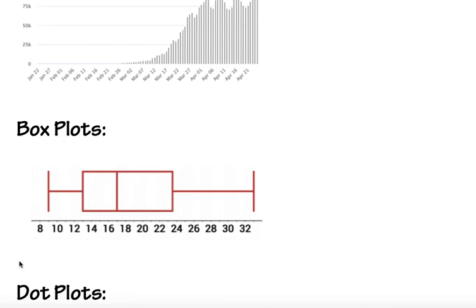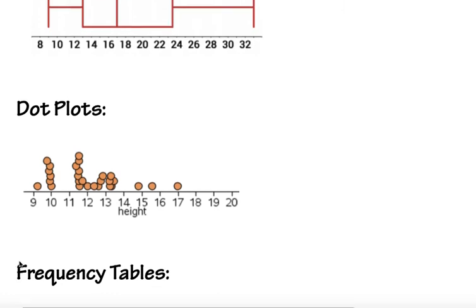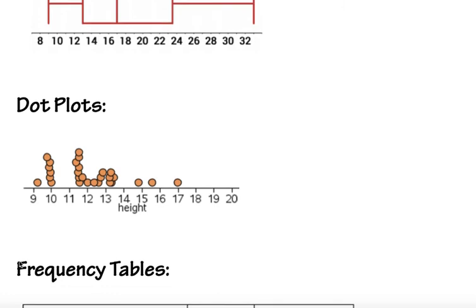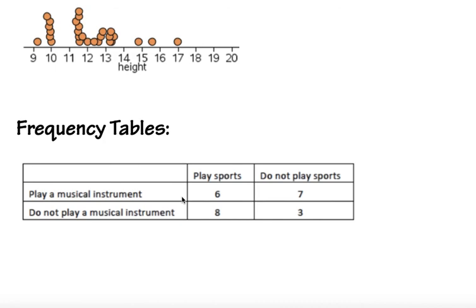Those are going to be our main focus for today, but we also have what's called a dot plot, which shows the frequency of something occurring. So let's say that you have different heights. Well, if you have a height of 10, that has a much higher frequency than if you have a height of 17. And then we have what's called a frequency table or a two-way table. And we're going to be looking at that a little bit more next class.